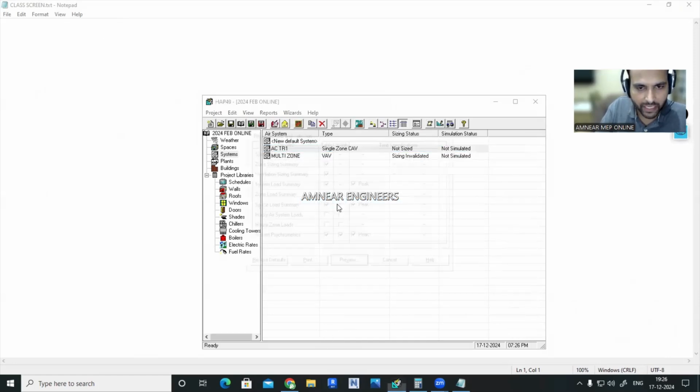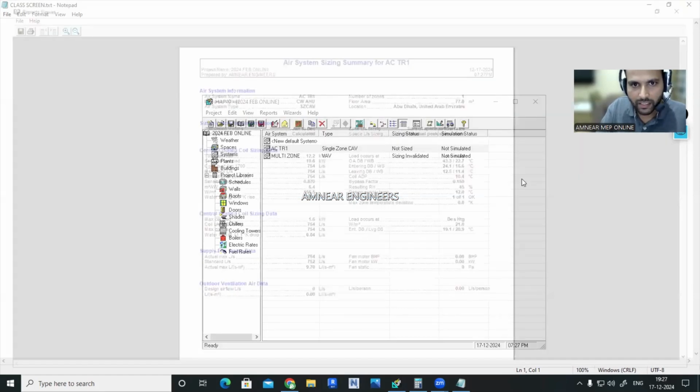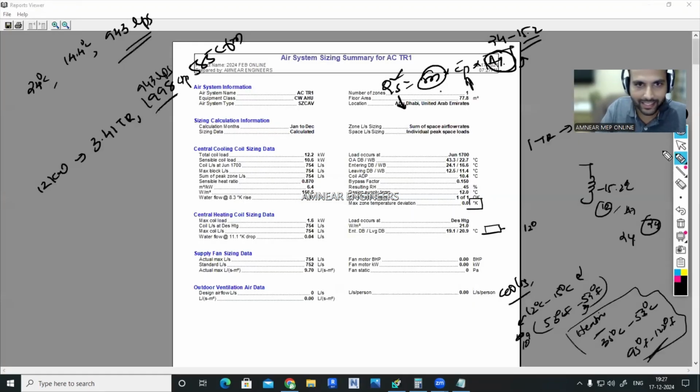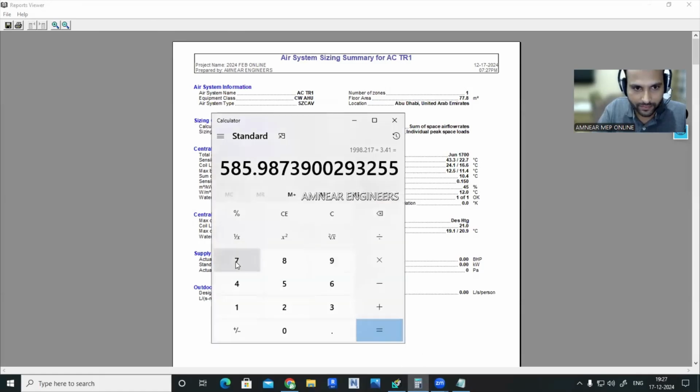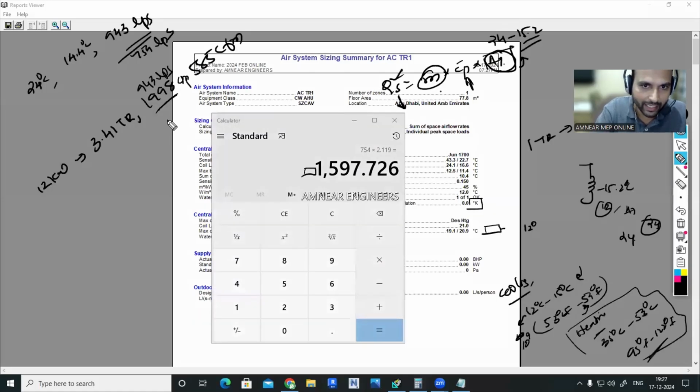Right click, print and view design result, preview. Now instead of 943, how much am I getting? 754 liter per second only. How much CFM is it? 754 into 2.119, 1597 CFM for 754 liter per second.